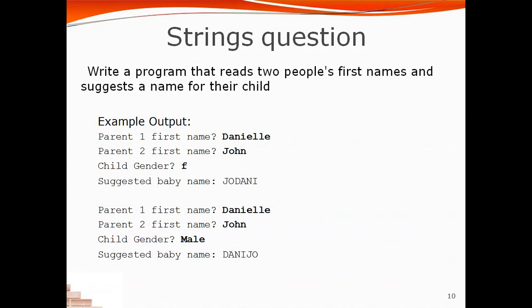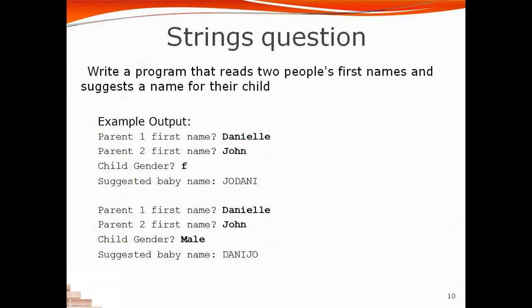Strings questions. Write a program, write down this question, note it down in your notebook. Write a program that reads two people's first names and suggests a name for their child. A very interactive program it is. What you have to do here is enter the name of the father and the mother, and you are going to suggest a name for their child based on the names of the father and the mother. Parent 1 first name Daniel, parent 2 first name, as an example output, John.